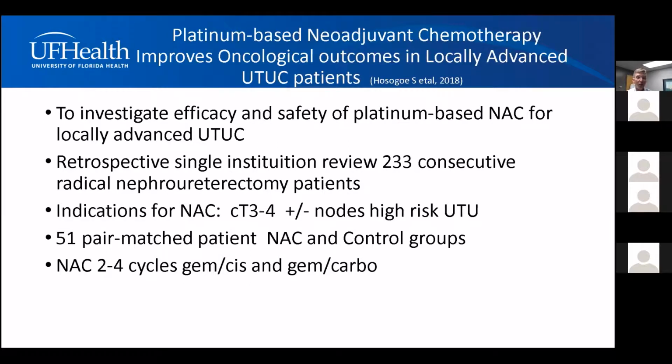Though it was retrospective, they used a technique where they took 51 and they pair matched the patients between the two groups, so it was more of a randomized study, with neoadjuvant chemotherapy and control groups. And they treated them with 2 to 4 cycles of gemcitabine cisplatin or gemcitabine carboplatin.